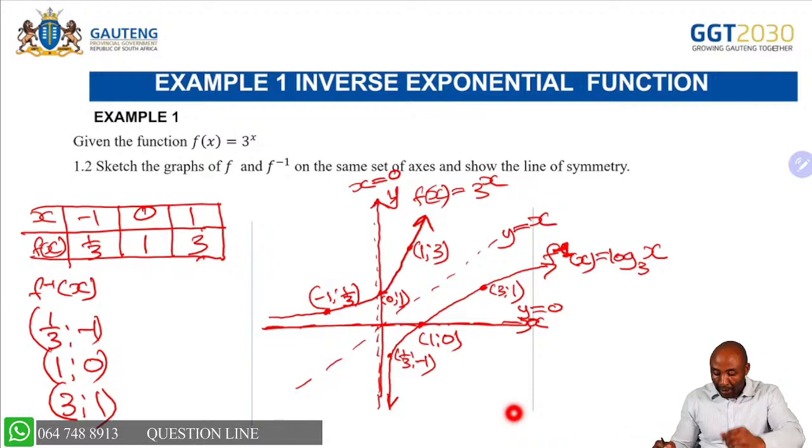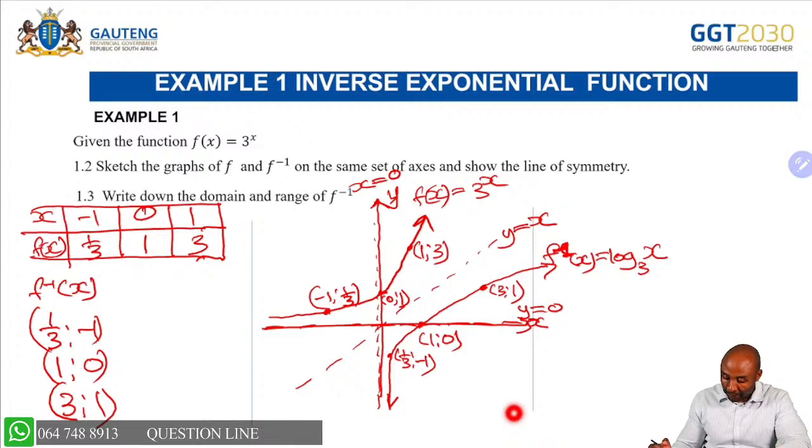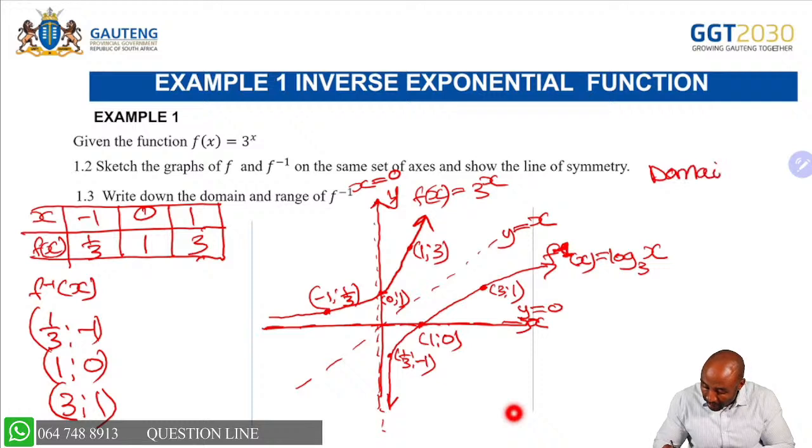Now I've sketched the original graph and the inverse function on the same set of axes. The axis of symmetry is y equals x, our line of symmetry. Now we are supposed to write down the domain and range of f inverse. As I indicated, if you do this on your original function, it's easy to deduce it on your inverse function. I did it on the first slide.